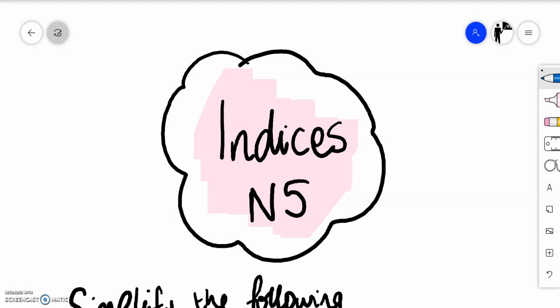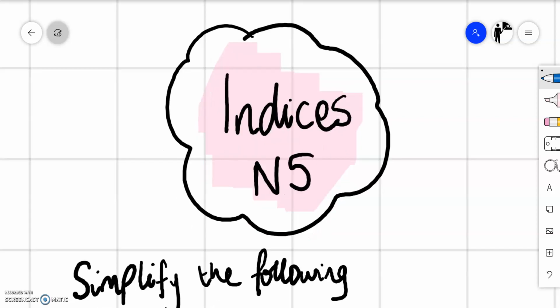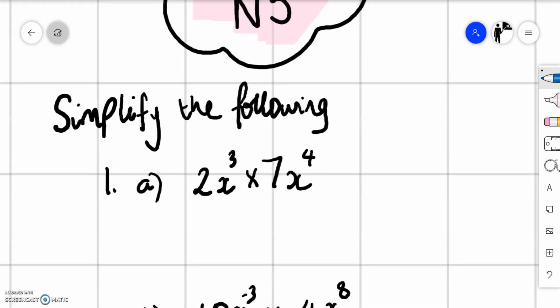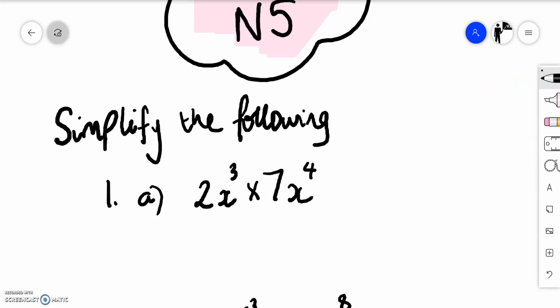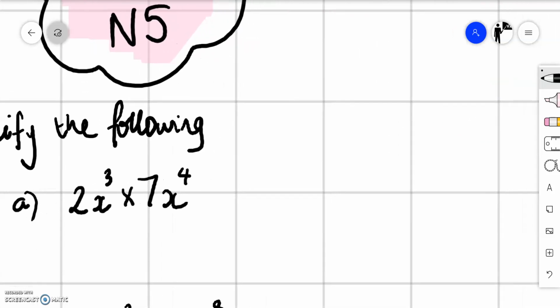In this video, we're going to have a look at some of the basic properties of indices at National 5 level. We'll try and build up some of the shortcuts that we'll be able to eventually use. Okay, so we've got example 1a here. We want to simplify the following: 2x cubed multiplied by 7x to the power of 4.